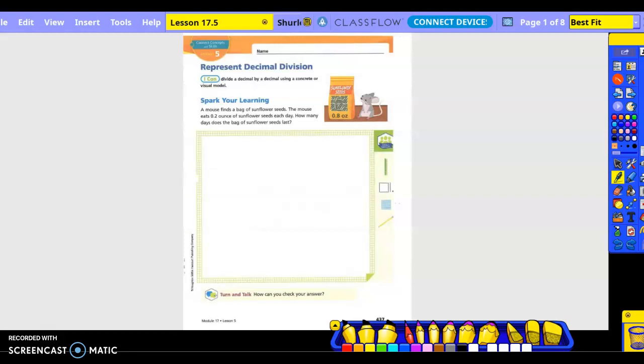Spark your learning. A mouse finds a bag of sunflower seeds. The mouse eats 2/10 ounce of the sunflower seeds each day. How many days does the bag of sunflower seeds last?